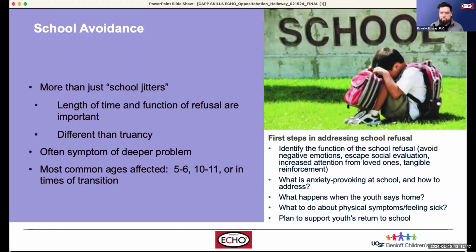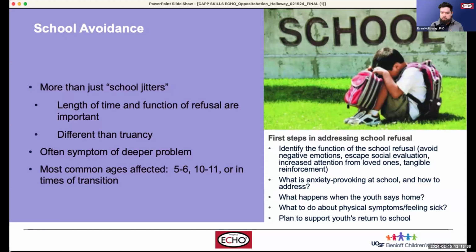So some of the first steps in addressing school refusal are first to identify the function of the school refusal. Is it to avoid negative emotions, escape social evaluation, to get increased attention from loved ones, or other types of reinforcement? It's important to think too about what is anxiety provoking at the school and how we can address it. Similarly, when you start investigating a little bit more, it's important to think about what happens when the youth stays home. I spoke with a family recently where the kiddo has a pretty serious medical condition that's pretty distressing. And so they're staying home and they're playing video games all day. And so that's going to be more challenging to get this kid back to school.